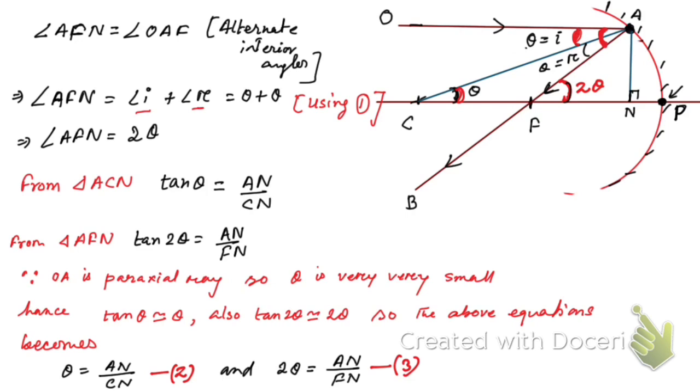Now from 2 and 3, what we can write, you see, theta is equal to AN by CN. So let me use 2 in 3. Then what are we going to have?